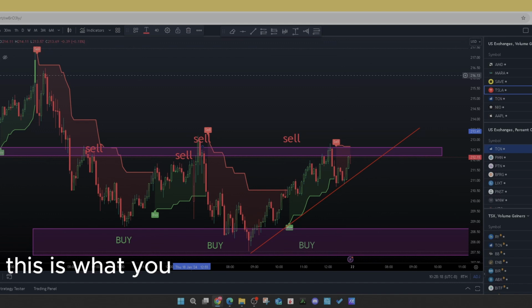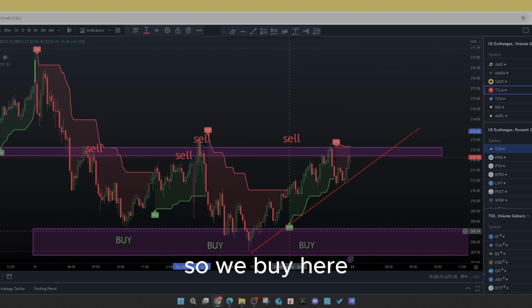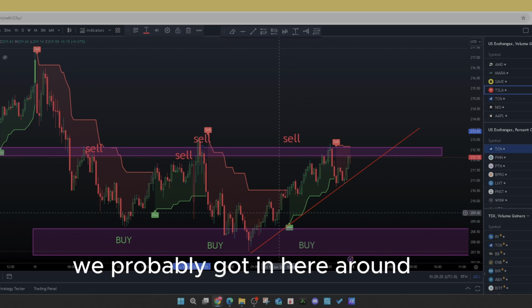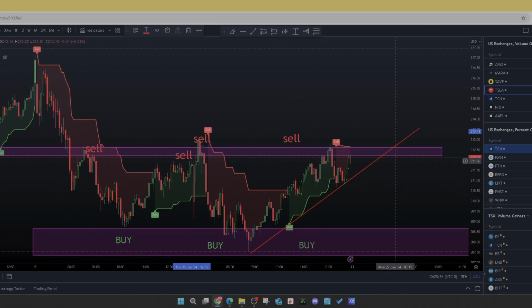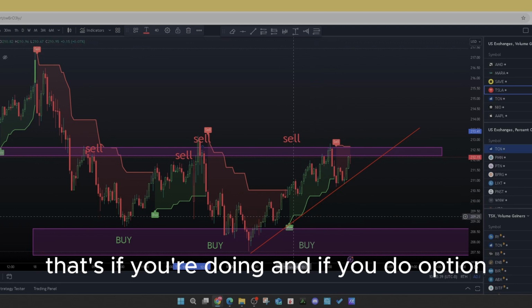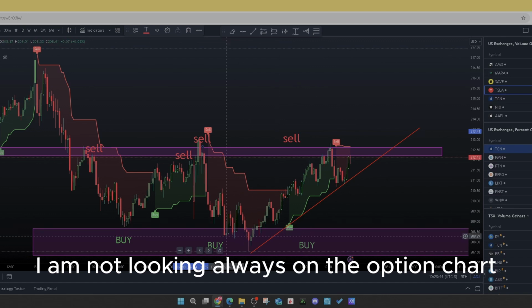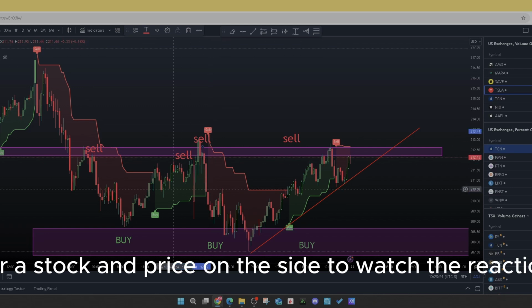And this sell, if I get rid of the reprint, if I get rid of the supply and demand, this is what you see if you only use a super trend. So we buy here, the indicator told us that, hey, this is the buy. We probably got in here around 209, and then we went a $3 move. If you do options, it's the same thing, because when I trade options, I'm not always looking at the option chart. I always also have my actual ticker chart for the stock and price on the side to watch the reaction.